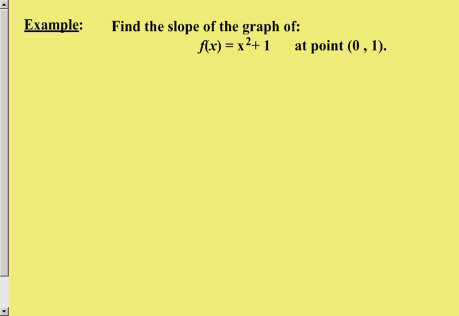Okay, so let's take a look at the definition of a tangent line in motion here. Example: find the slope of the graph of f of x equals x squared plus 1 at the point (0, 1). Hopefully, just decoding the equation, you ought to be able to determine that this is a vertically oriented parabola that is traveling upwards, and its vertex has been shifted 1 unit up. Okay, now let's see what happens here.